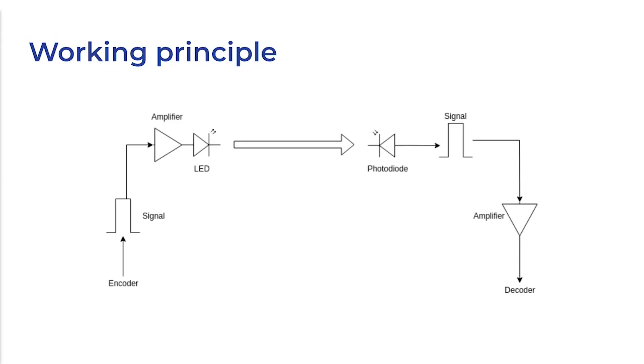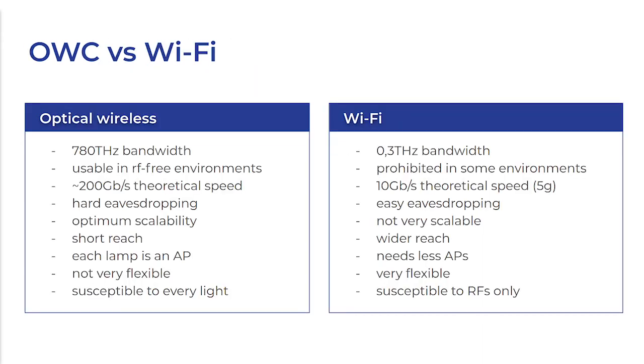OWC's working principle is pretty easy. We have an encoder that generates a signal that is fed to an amplifier. Then the amplifier feeds the voltage to an LED, which would hit a photodiode, which would generate a replication of that signal, which is then fed to an amplifier and then to a decoder, which would be our network appliance, very roughly speaking.